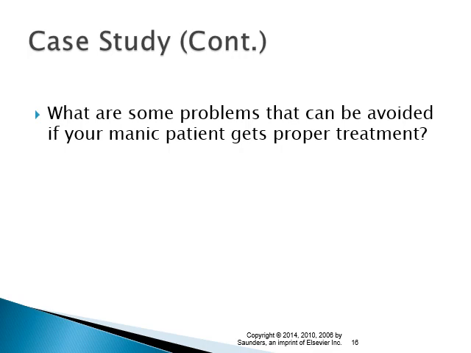So what are some of the problems that can be avoided if your manic patient gets proper treatment? Well, first off, you can avoid some suicide attempts, alcohol and drug abuse, marital and work problems, the development of medical and comorbidity issues. Those are some of the big ones that you can be avoiding. I'm sure you can think of a few more.